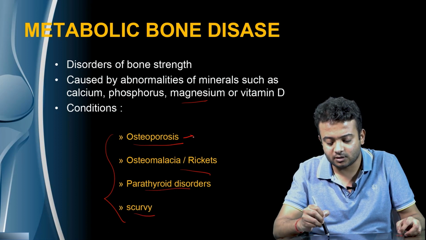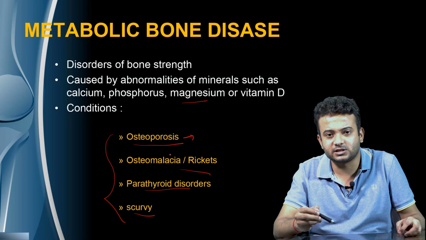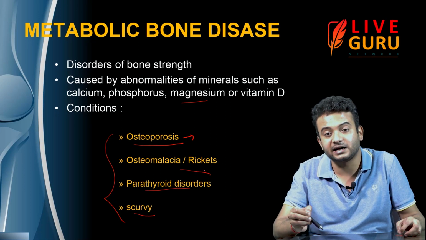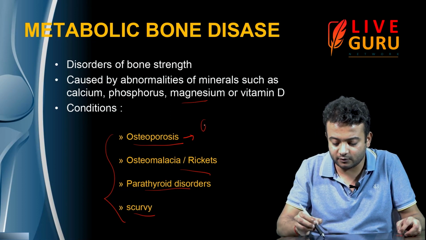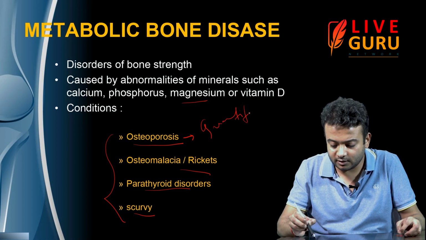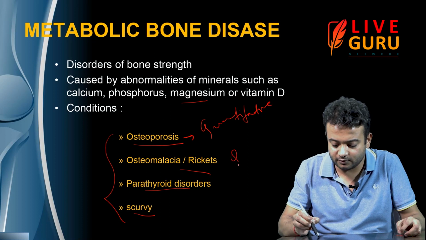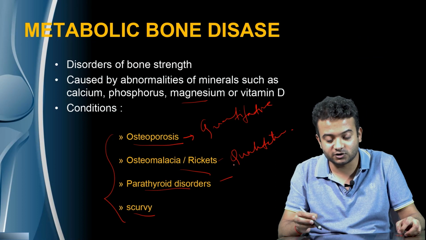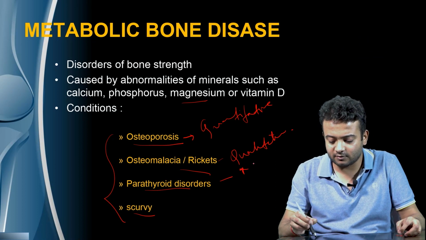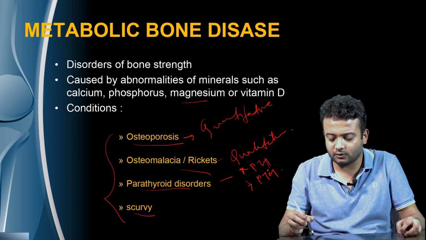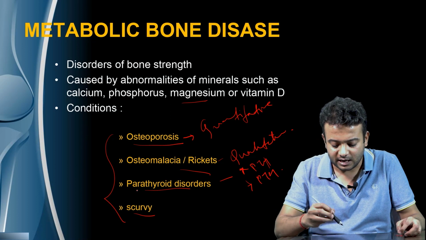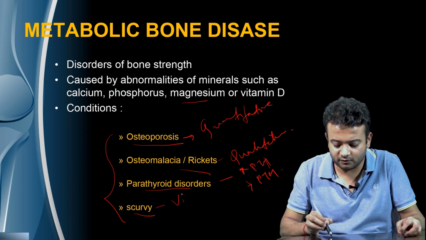Osteoporosis is an overall decrease in the density or the quantity of the bone. Osteomalacia and rickets are a qualitative defect in the bone. This is the quantitative one, and these are the qualitative ones. This can also occur with parathyroid disorders, with an increase or decrease in the level of parathyroid hormone, which can occur with other pathological processes as well. And scurvy is a deficiency of vitamin C.